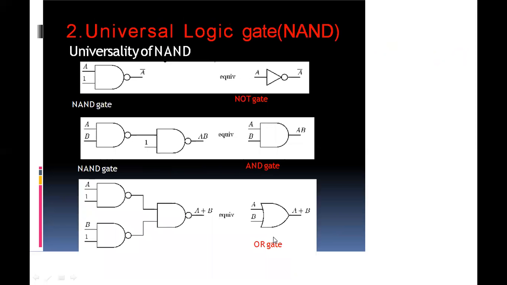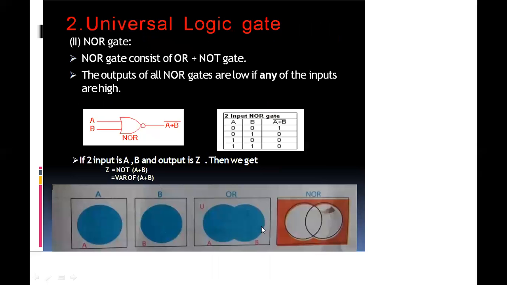Here by using the NAND gate we can get the three basic gates. That is, by using the NAND gate we can get a NOT gate, and by using the NAND gate we can get the AND output, and it is an AND gate. And by using the AND gate we can also get the OR gate, and that's why the NAND gate is also called a universal gate. And the NOR gate is also a universal gate.